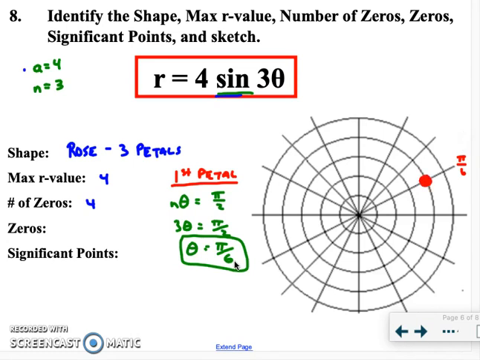All right, so from here, the next crucial piece is my spacing. I know that if we have 3 petals, we're going to space these 3 petals out evenly.